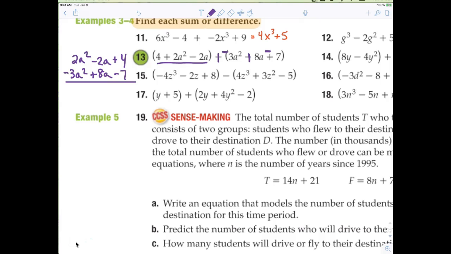So now, simplify. Dalton, you all right? Simplify that for me. Negative 1a squared, negative 6a, and then negative 3. Exactly. Is everybody with me on this? That's not that hard. Everybody agree?